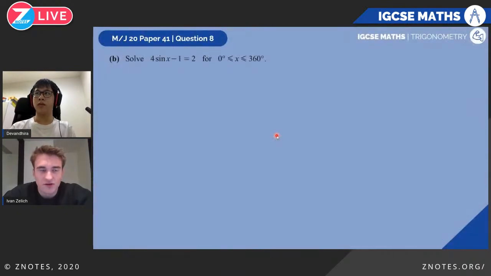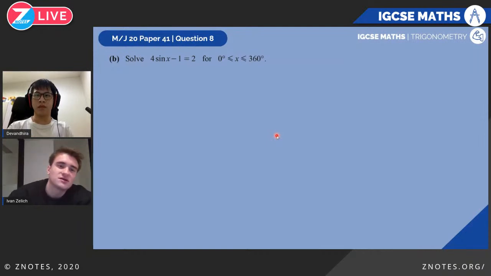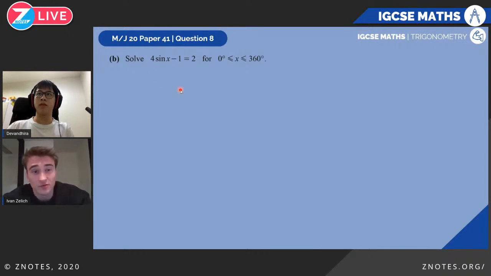So now we move on to our final question, which is solve for sine x minus 1 equals 2 for x between 0 and 360. So our strategy will be to take 1 to the other side and divide by 4. We get sine of x equals 3 on 4.